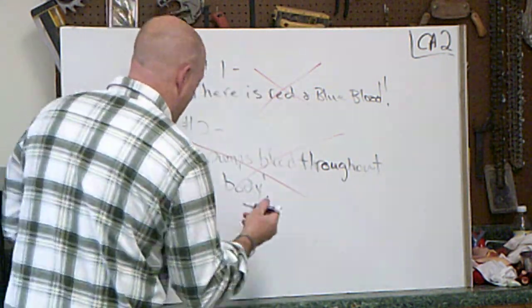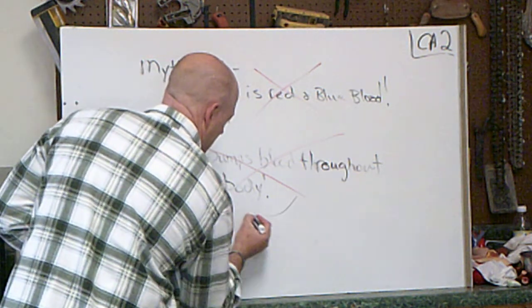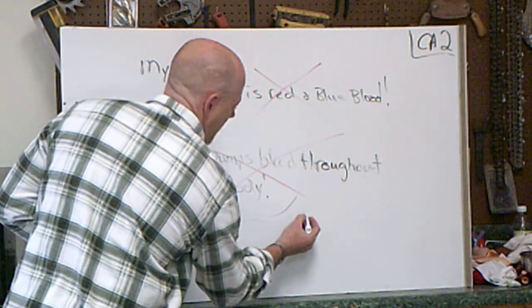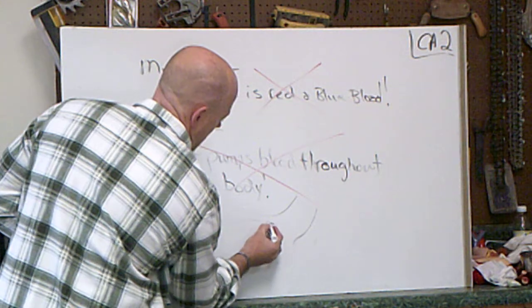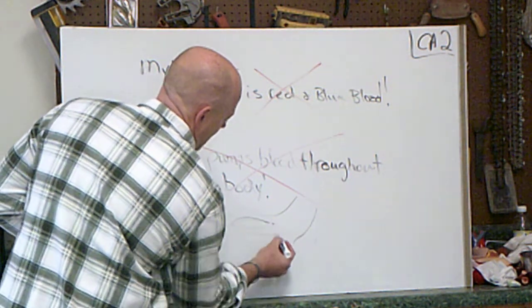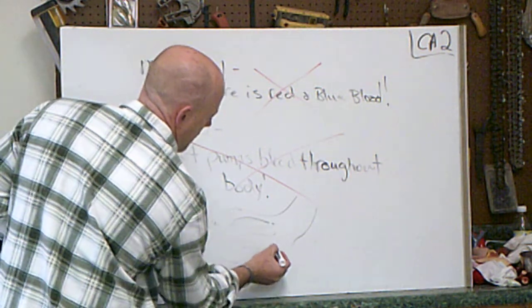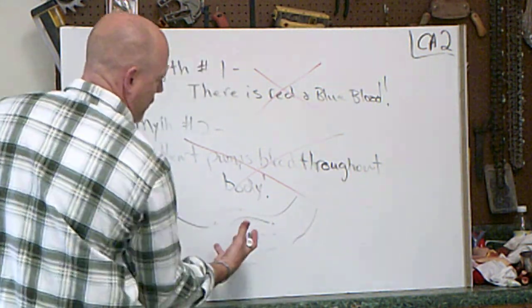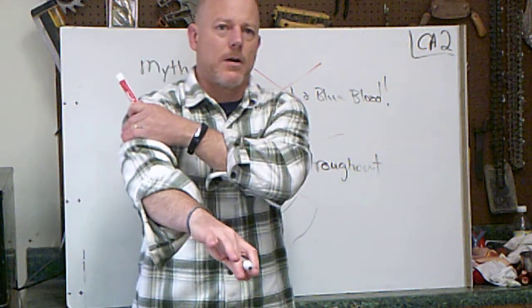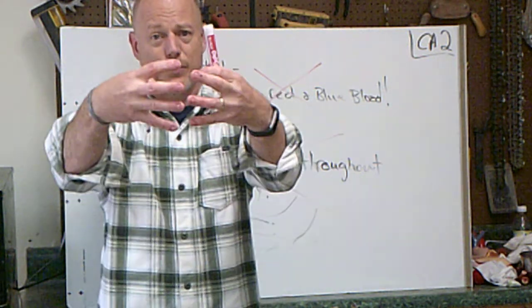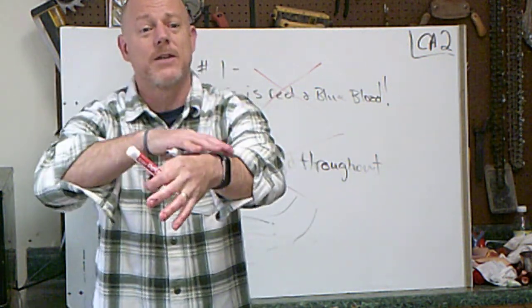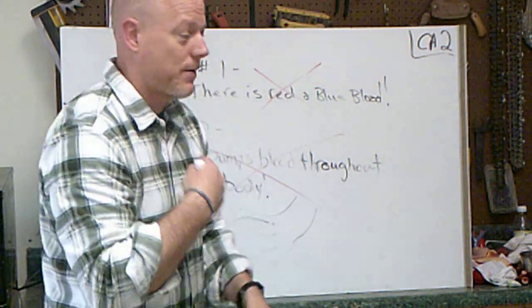If you remember, the capillaries kind of look like this, and you've got these unions. So the blood goes to the capillaries. Remember, the heart pumps blood to arteries. The arteries split into arterioles. They break into the capillaries. The capillaries go to the venules. They go to the veins. The veins go back to the heart.